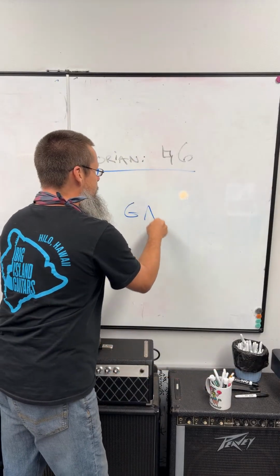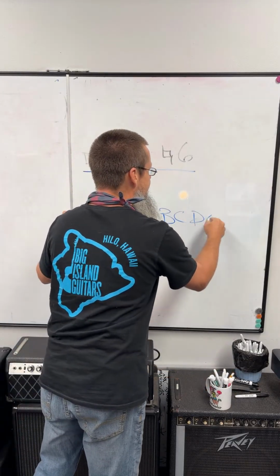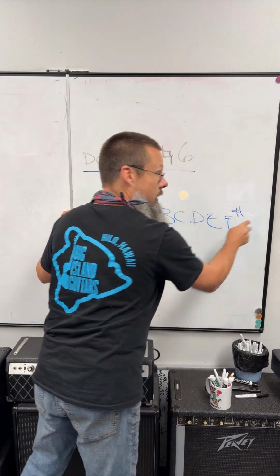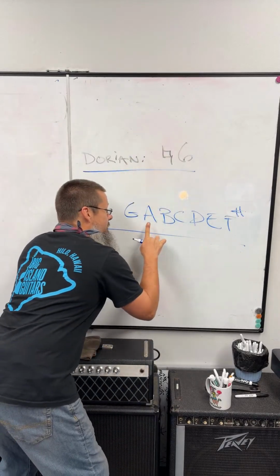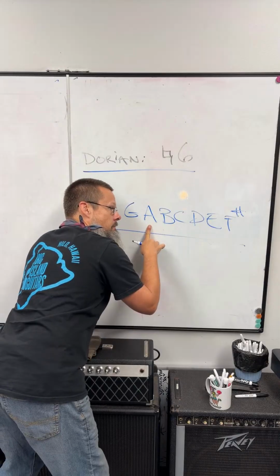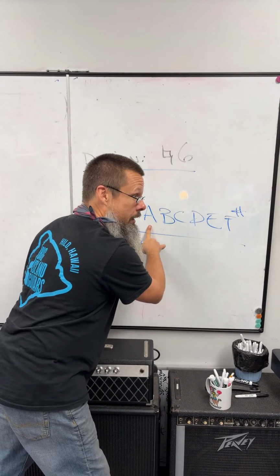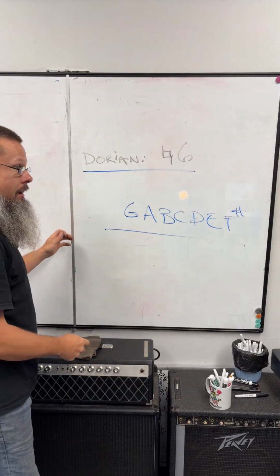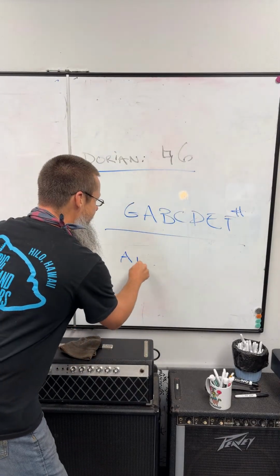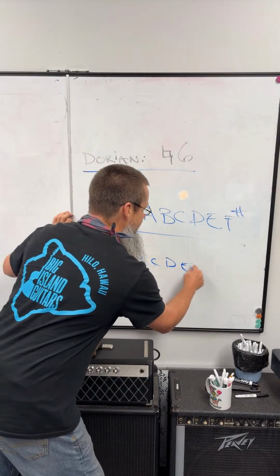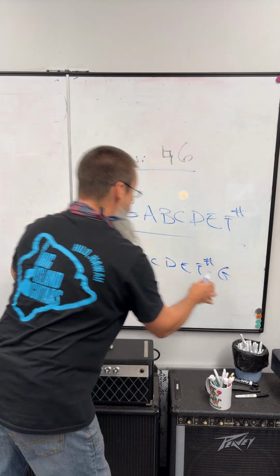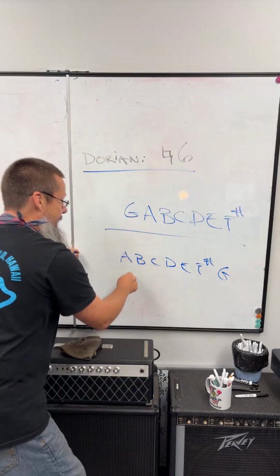Here's the key of G major. G, A, B, C, D, E, F sharp, and G. I have to have you see this. What is the major second in the key of G? A. A Dorian. That's all you need to know. Spell A Dorian. A, B, C, D, E, F sharp, G. Why is A Dorian the same as G major?